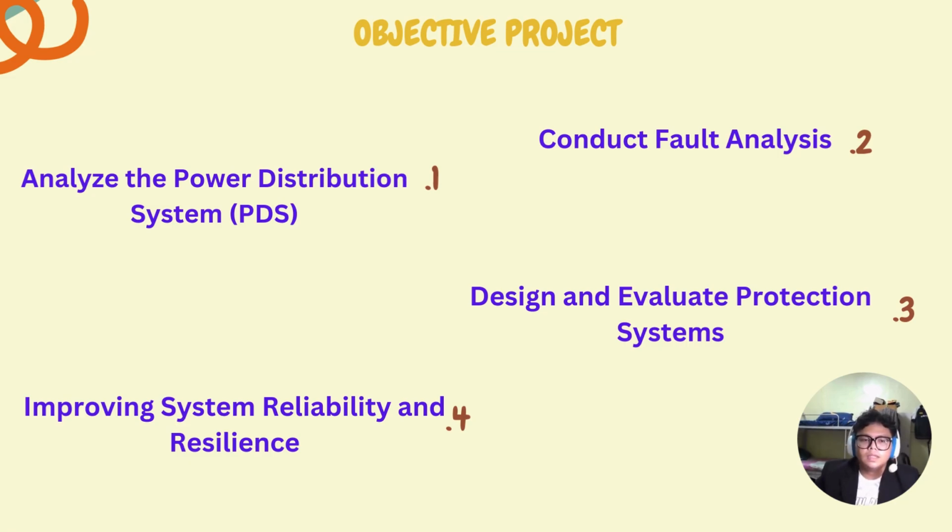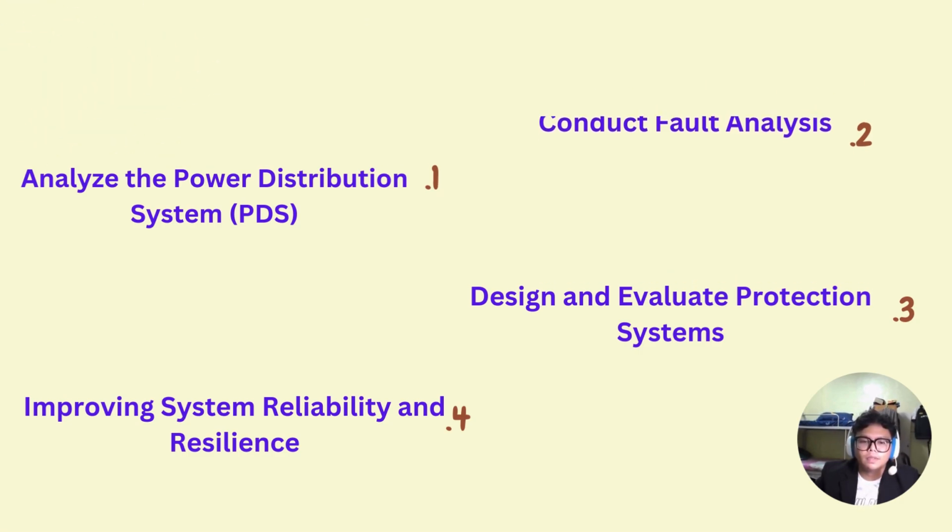Second objective is the fault current and fault analysis. Classify and analyze common faults such as short circuit, ground fault, and open circuit fault. Examine the cause and impact of these faults on the system performance and safety. Simulate fault scenarios to evaluate how the system responds and identify protection needed.